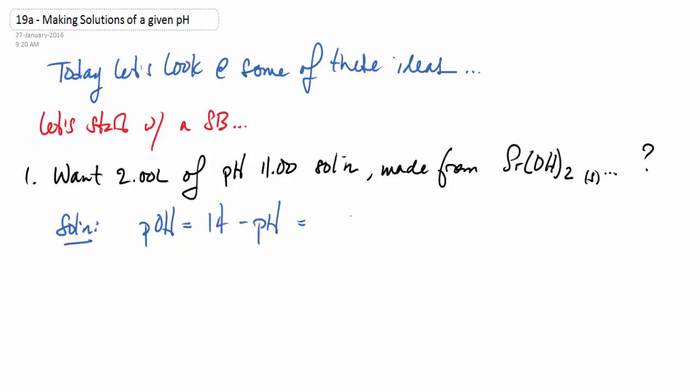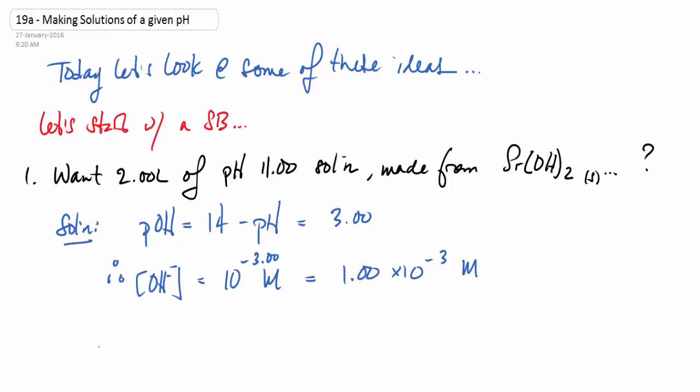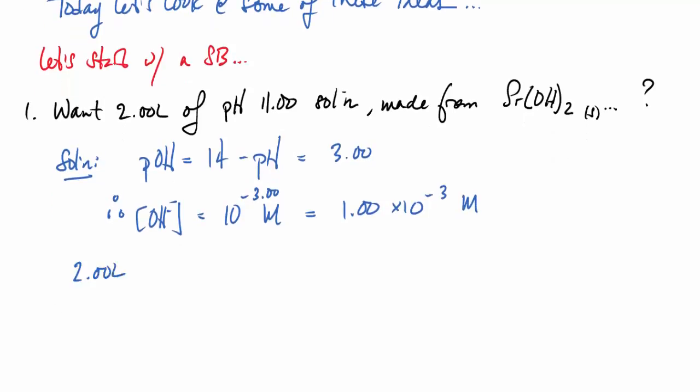The first thing to notice is, of course, pOH equals 14 minus the pH, so pOH is 3.0. Therefore, the hydroxide ion concentration is 10 to the minus 3.00 molar, and that gets us 1.0 × 10^-3 molar concentration for the hydroxide ion.